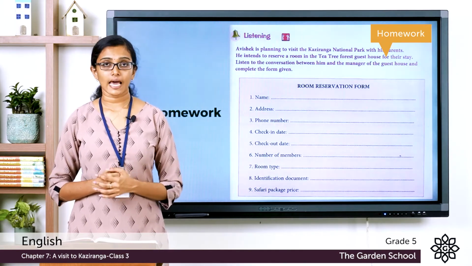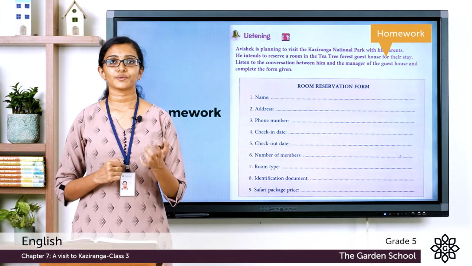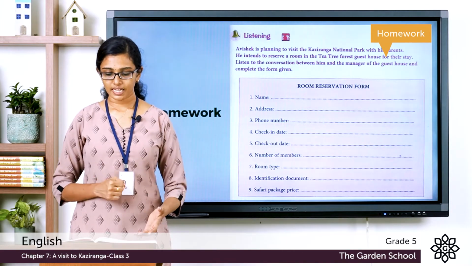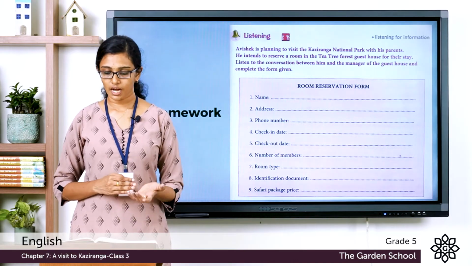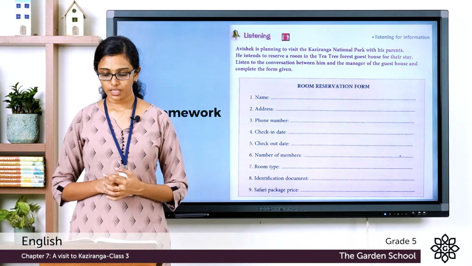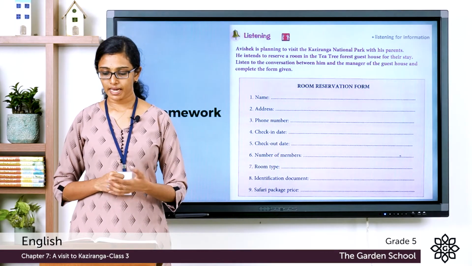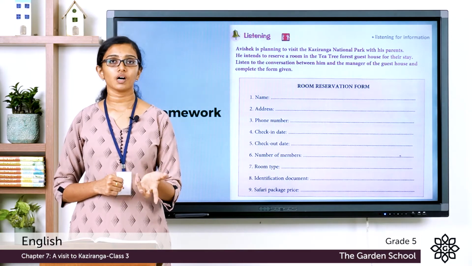Abhishek is planning to visit the Kaziranga National Park with his parents. He intends to reserve a room in the tea tree forest guest house for their stay. Listen to the conversation between him and the manager of the guest house and complete the form given.